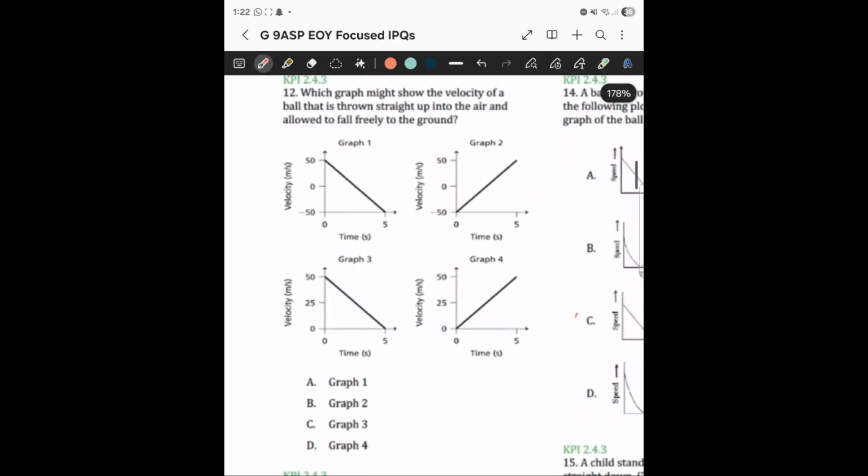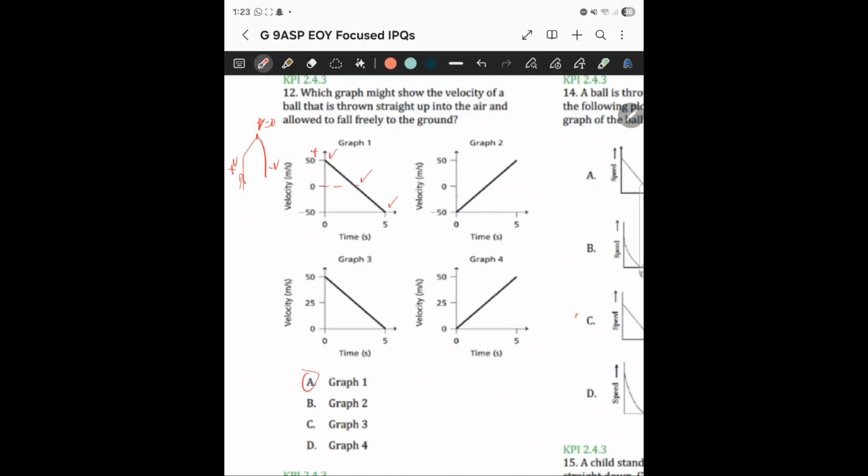Question 12, what are we doing? Which graph might show the velocity of a ball that's thrown straight in the air and allowed to fall freely to the ground? Thrown straight up in the air, basically going upwards, that's the start of a positive velocity. It'll have to pass through 0, v must be 0, and then must finish with a final velocity. This is positive 50, that's a good start. Passes through 0, finishes at minus 50. Oh yeah, well we have the answer straight away.